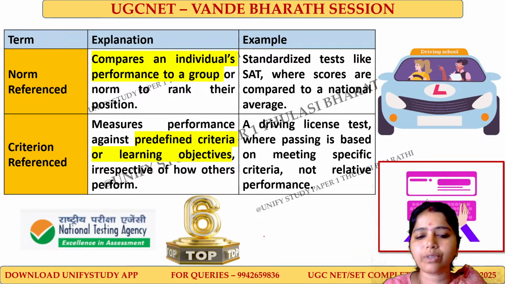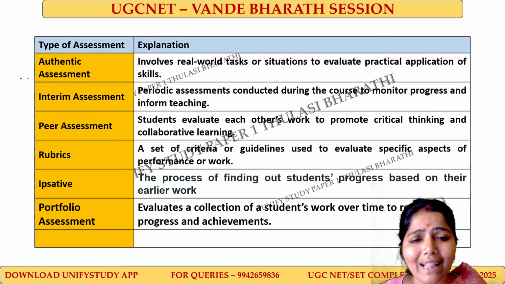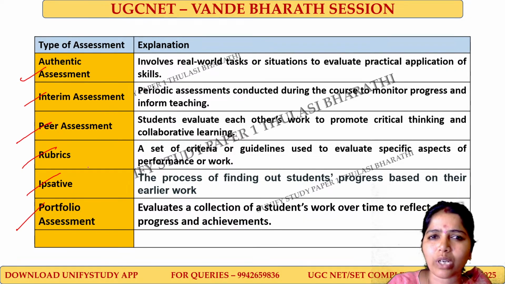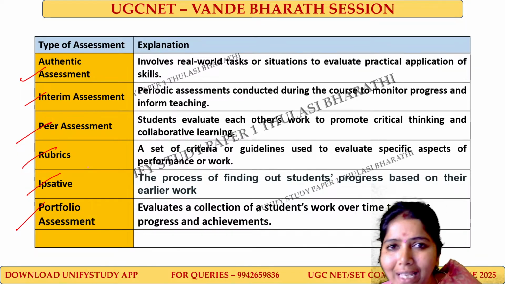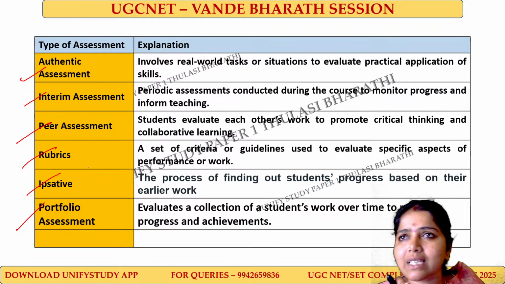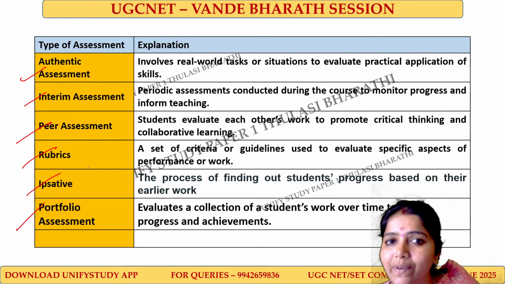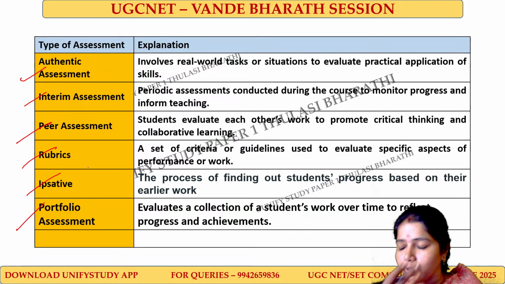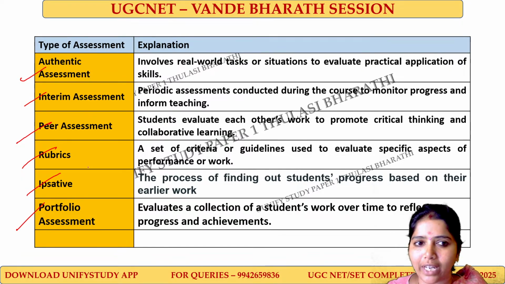And next we have very important ones: authentic, interim, peer, rubrics, ipsative, portfolio. Authentic means whatever we have learned, whether we are able to apply it in real life or not. Authentic assessment. Interim assessment is like monitoring, like formative assessment. Peer assessment is what we used to do in our childhood, right? We used to exchange our notebooks to do correction. It's called peer assessment.